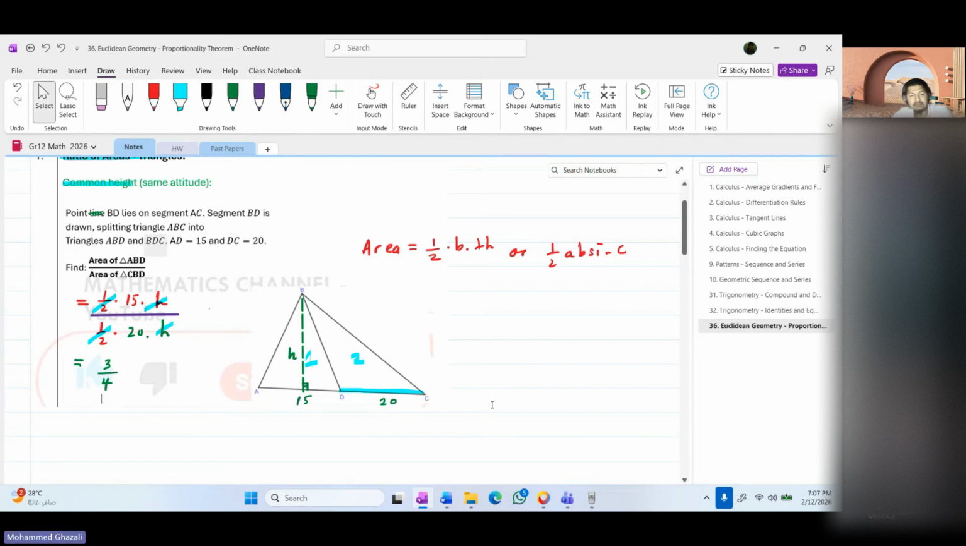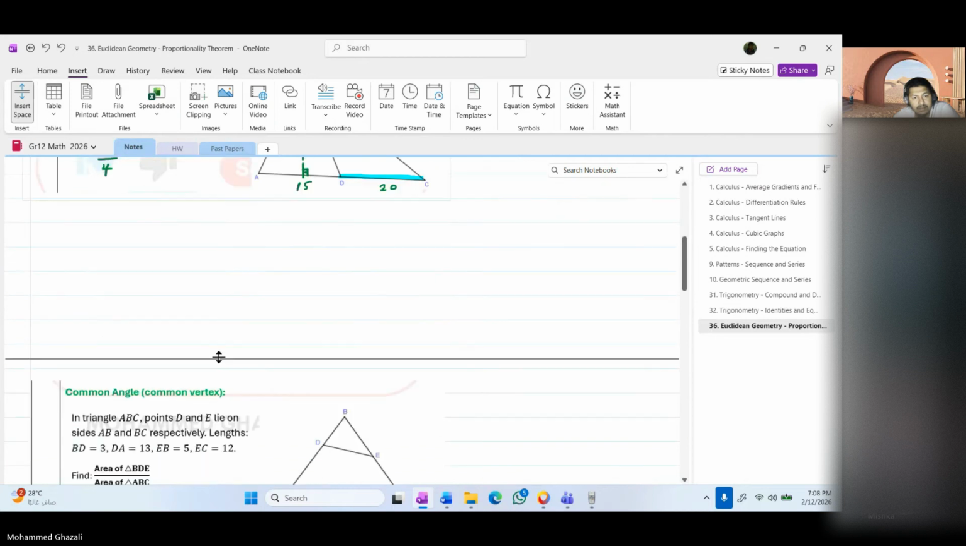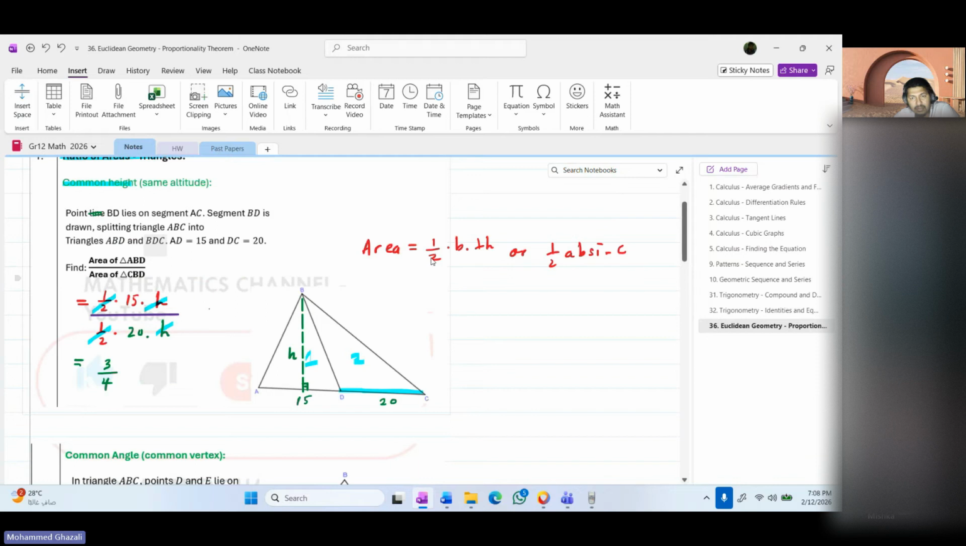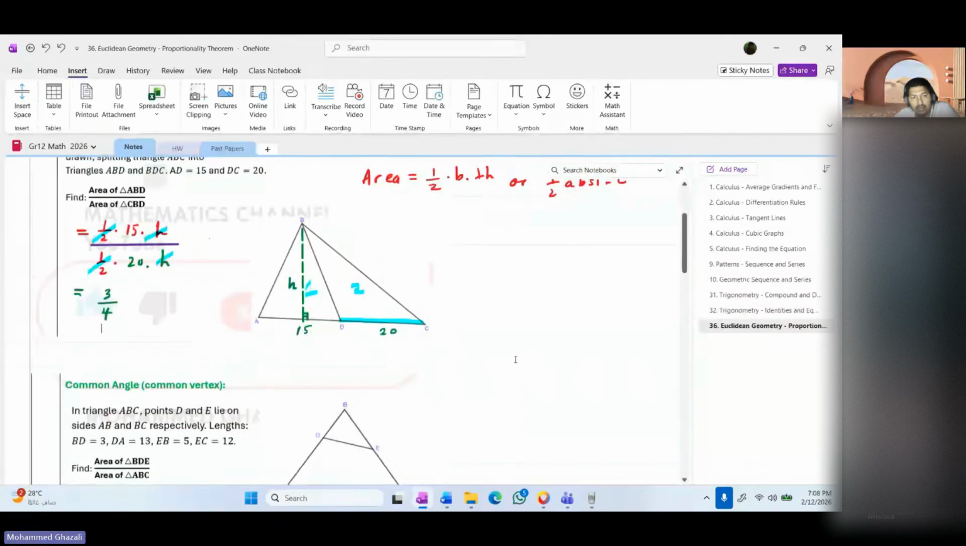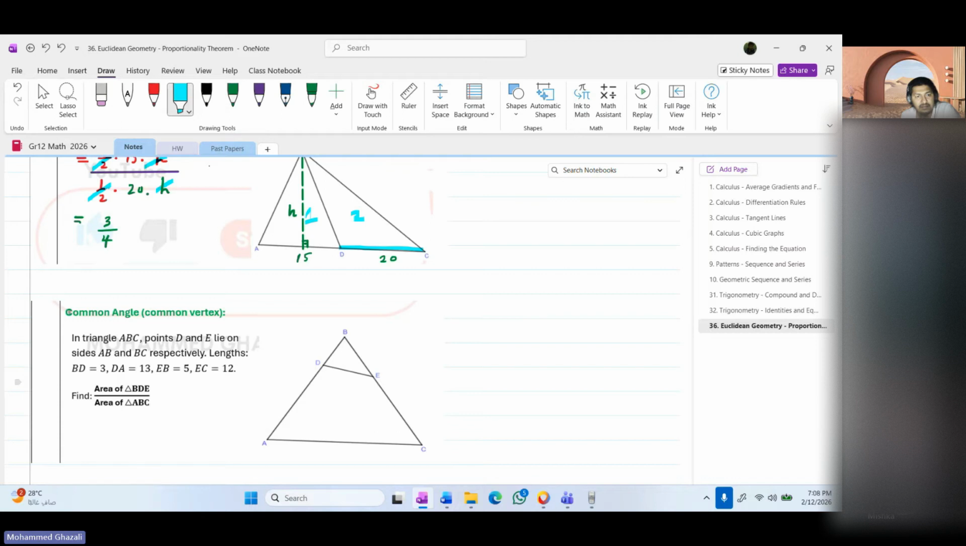All right, guys, let's look at a problem. Now, remember what we used here? We used half base times height. That's the area of a triangle. Now, what happens in a second case, which is common angle?